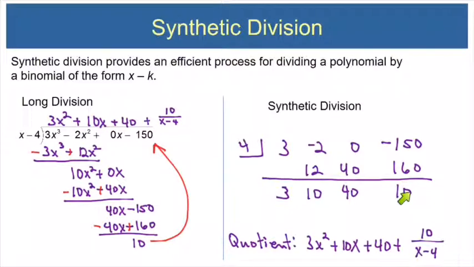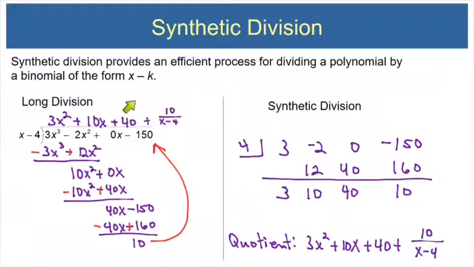and then I know this is my remainder, and the remainder always goes over the thing we were dividing by. Now since we had 4 in the box, we know we were dividing by x minus 4. So here's the quotient. Notice it's the same quotient we got here, but we're able to get it with a lot less work.